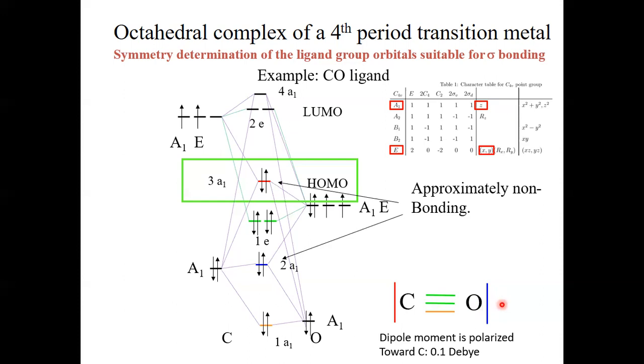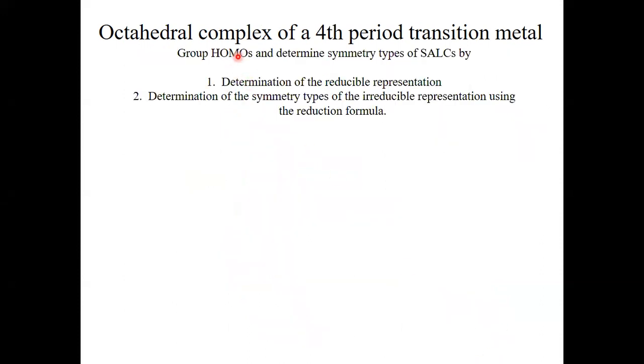Okay, but now let's really go back to the main track. We have now selected our highest occupied molecular orbitals. So we must in the next step determine their symmetry types, and you go through the usual procedure of determining the reducible representation through the orbital swapping method. And then you determine the symmetry types of the irreducible representation using the reduction formula. So there's nothing much to learn here by going through this process explicitly again. Therefore, I won't do that process explicitly, but I will only present the results of that process.